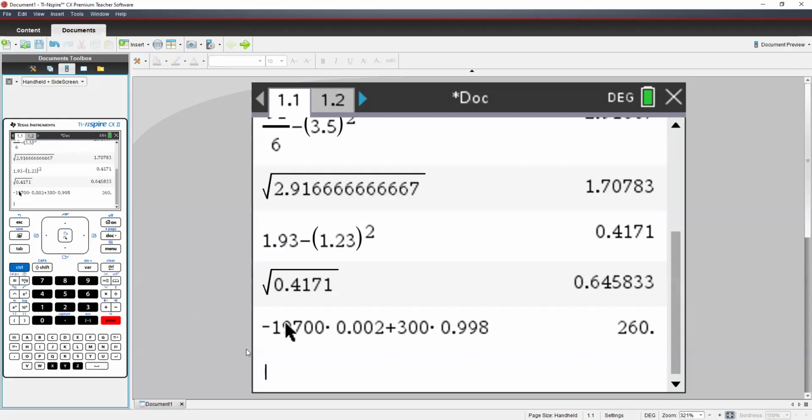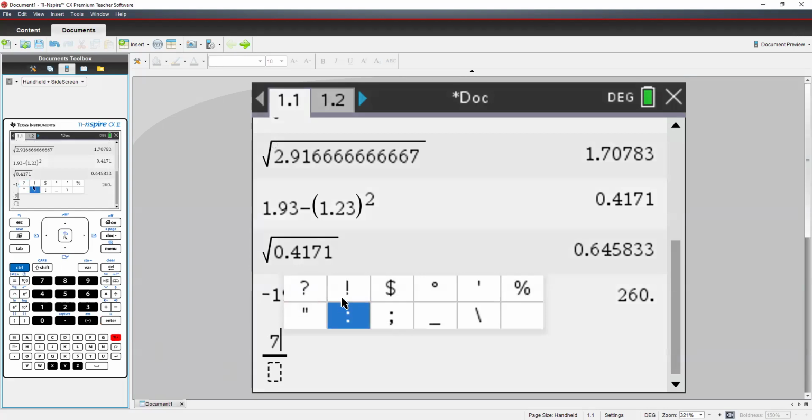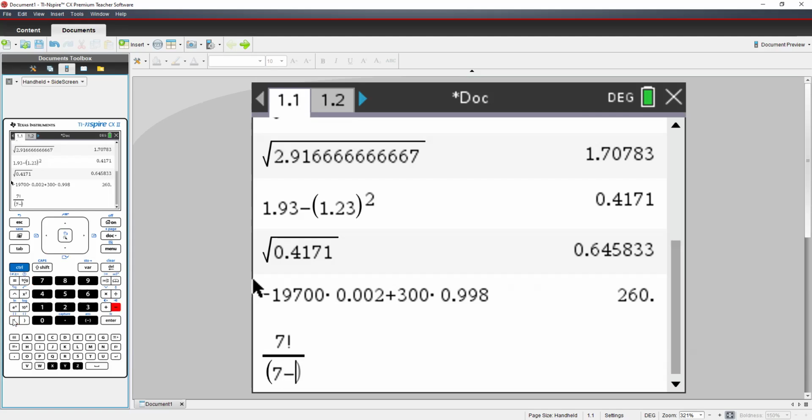What I'm going to do here is first do the probability of 3. I'll do control divide, which gives me that fraction to do my combination. That's going to be 7 factorial, and the factorials are located by the G over. We're going to put parentheses here, and this is going to be 7 minus at most 3, correct? So that would be 7 minus 3 first, factorial.